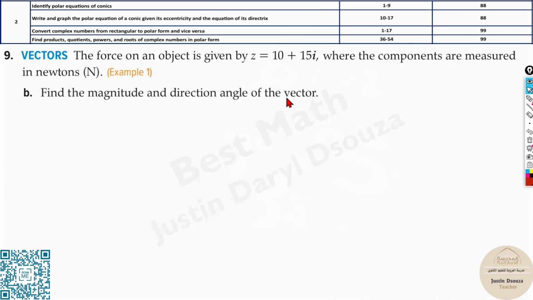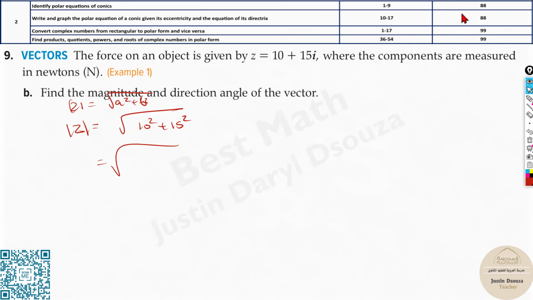And what next? Find the magnitude and direction. So magnitude is the same thing. What we need to do is the absolute value, but direction is something different. So let's first find the magnitude, the modulus. That will be square root of 10 squared plus 15 squared. Now you need to use the formula first, which I had written before. Always remember for writing exam, write the formula, then the substitution, and then put it in the calculator and get the answer.